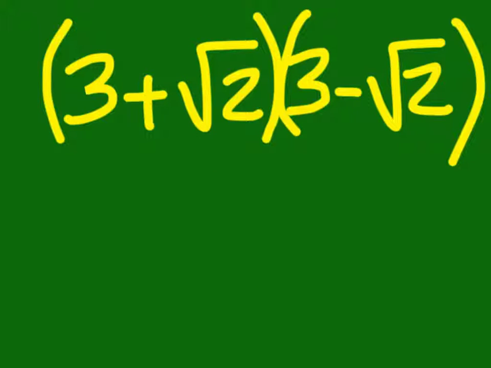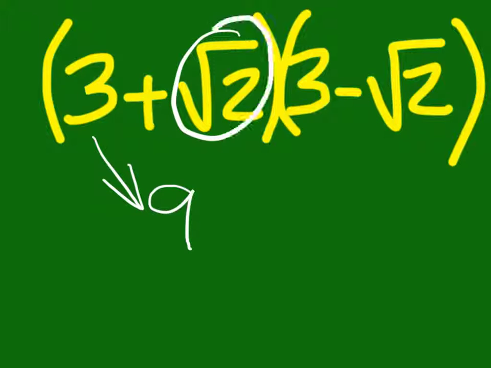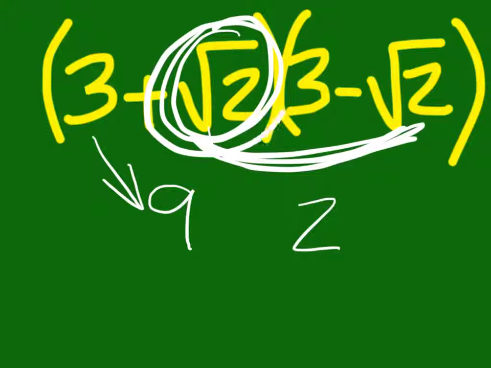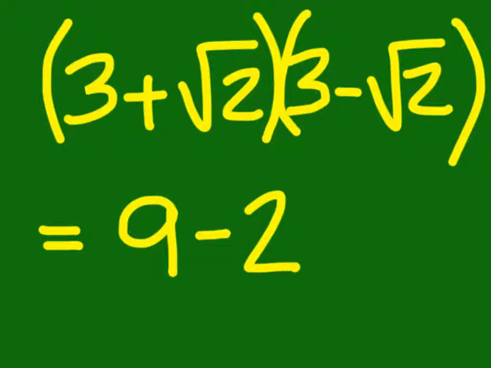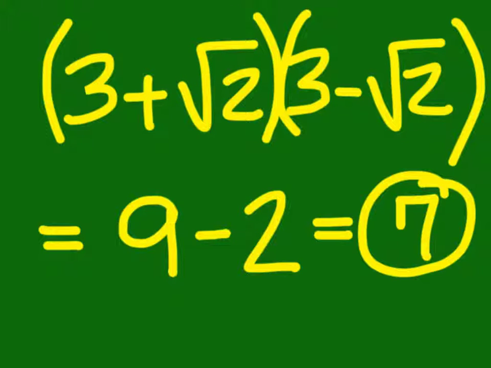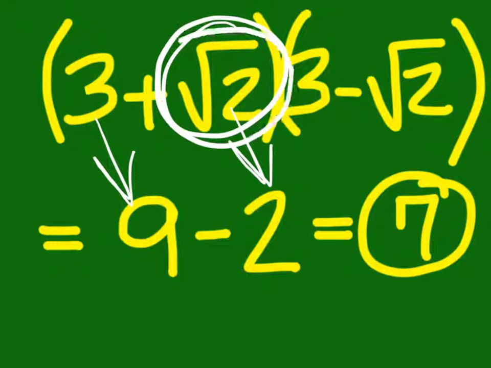Now, what would I have if it were 3 plus square root of 2 and 3 minus square root of 2? If I squared this one, what do I get? 9. If I square this, what is it? 1, 2. It would be 2. Remember, it's this times this. If you square a square root, you get the number underneath the sign. And then you put a minus sign in between the two. The answer would be 7. 9 minus 2, then it comes out to be 7. That's from doing this squared, this squared. If you square a square root, it's just the number under the sign.